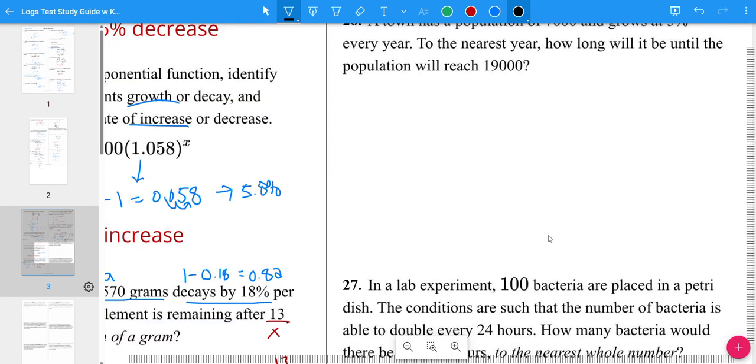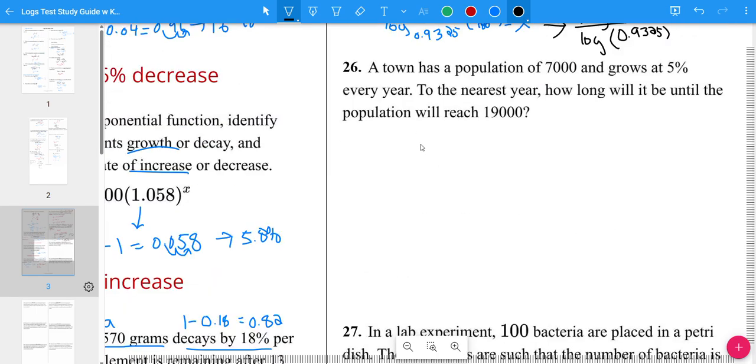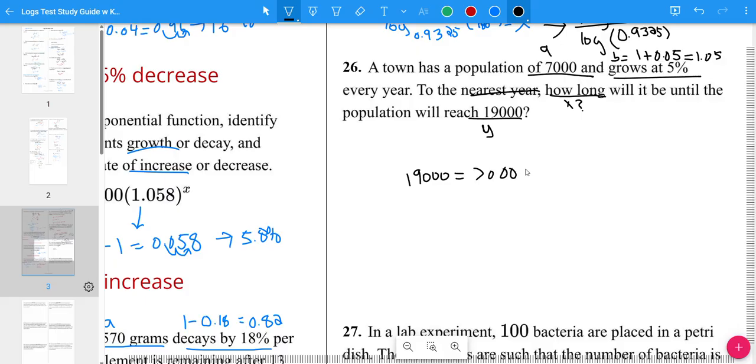Okay, same thing on 26. We have a population that starts at 7,000 and it grows at 5%. So I've got 1 plus 0.05 for my b. My b equals 1.05. And then to the nearest year, so how long, we don't know x. Will it be until the ending population is 19,000? So that's my y, so 19,000. We're using y equals ab to the x. So 7,000 times 1.05 to the x. So divide by 7,000 on both sides.